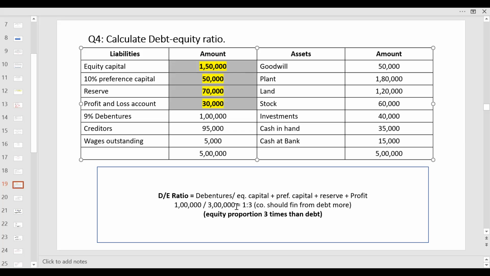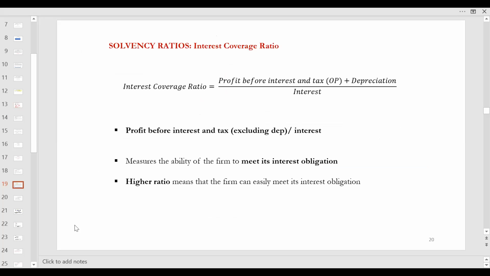The simple meaning of 1:3, if you can see, is that the company has financed more through equity as compared to debt. So again I interpreted like that: the company can reduce the equity proportion in future, but that again depends on your interpretation. What do you want to say? That equity is more, then also you can say it is good, or you can say no, the company should do more with debt. So accordingly you have to mention the accurate reasons with that. So this is how to calculate the debt equity ratio.